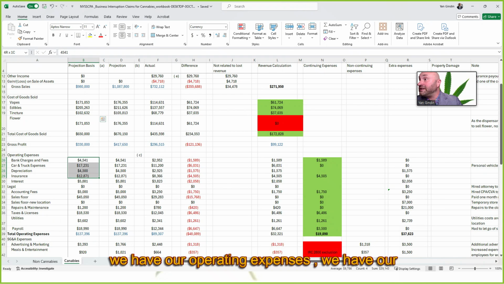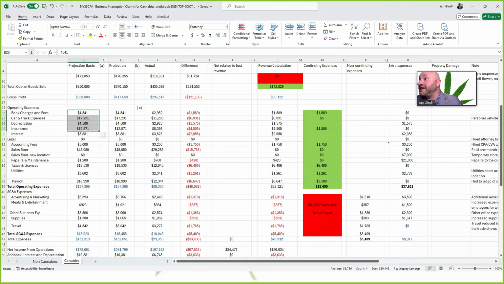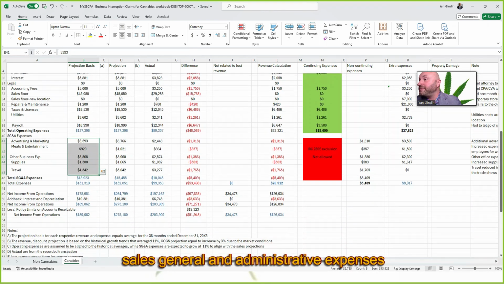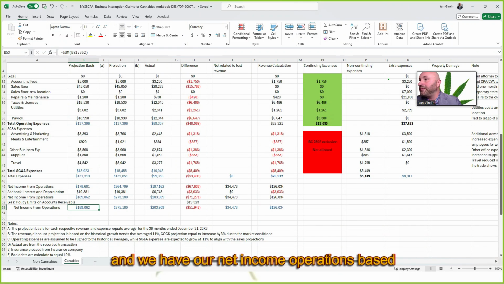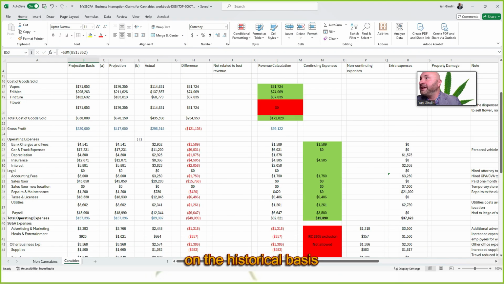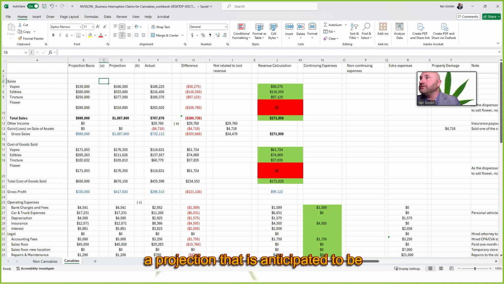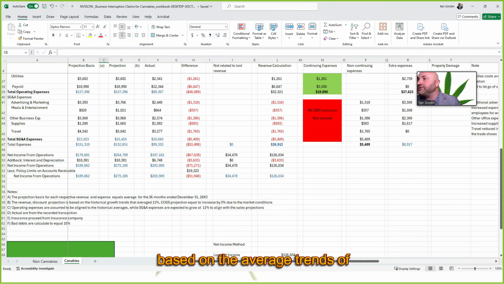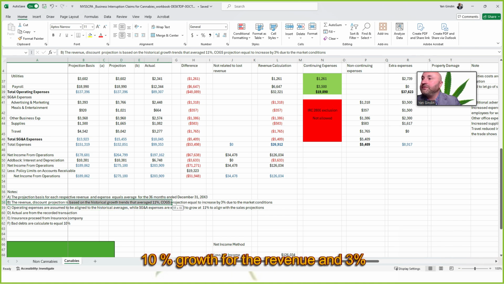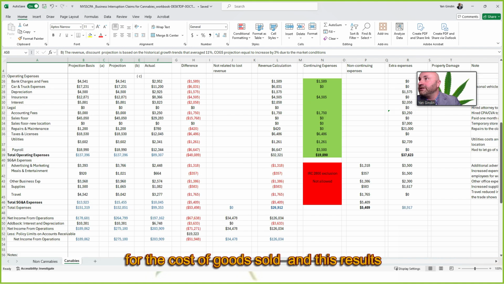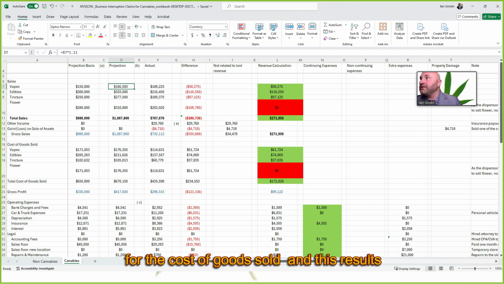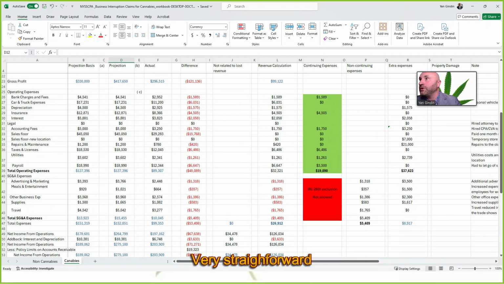We have our operating expenses, our sales, general and administrative expenses, and our net income from operations based on the historical basis. Now, on the basis of this information, we created a projection that is anticipated to be based on the average growth trends of 10% for the revenue and 3% for the cost of goods sold, right? And this results in our projection basis, again, so far, very straightforward.